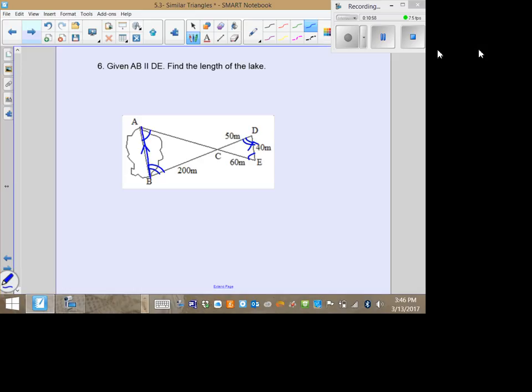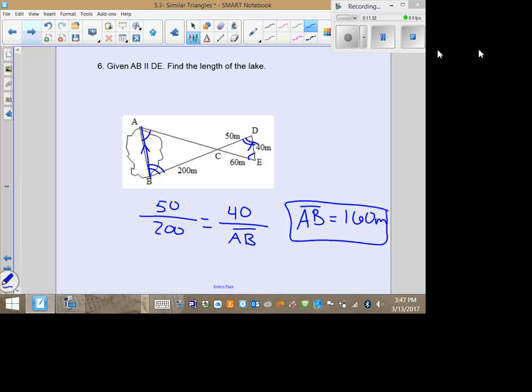And so since those are similar, you can see kind of turning the right triangle under, we can match up our 50 and our 200 to get our scale factor. And then we want that to equal 40 over the length of our AB. So cross multiplying and dividing, we'll get that the length of AB is equal to 160 meters. So the length of our lake is 160 meters.